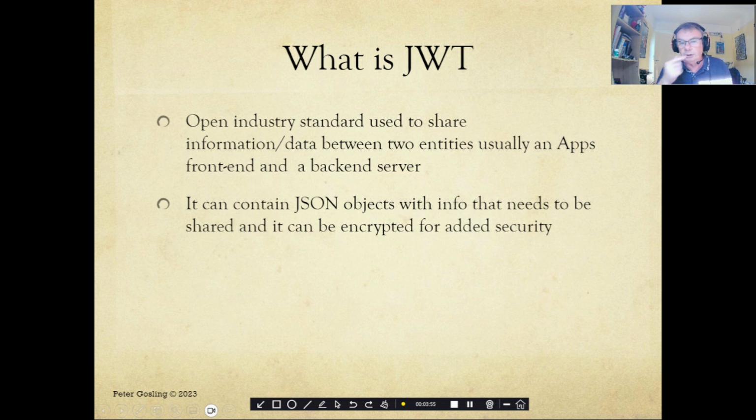What is JWT? It's an open industry standard used to share information or data between two entities, usually an app front end and a back end server. It is sometimes used internally in organizations to send information from one device or system to a different system. It can also contain JSON objects with info that needs to be shared, and they can be encrypted for added security. Within the JSON token there is space for a payload, and we can put information into that which could be of interest in the whole communication. Again, it depends on the application.